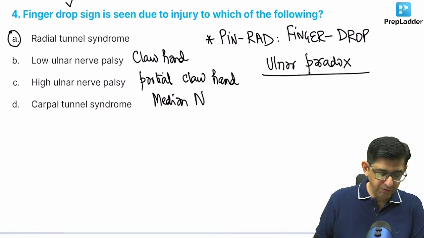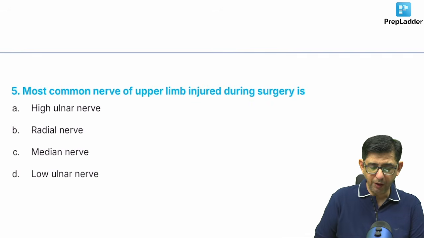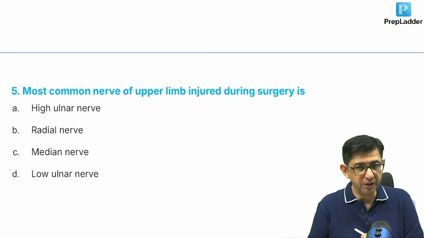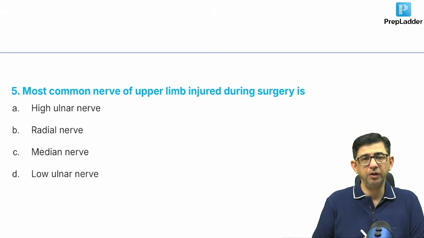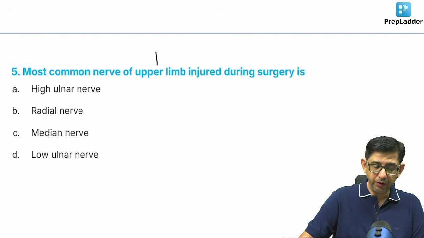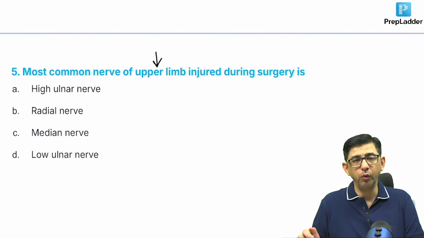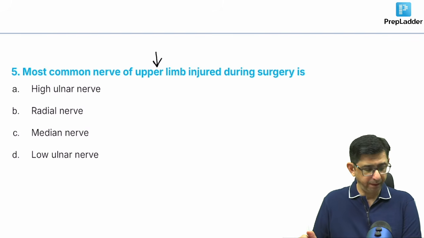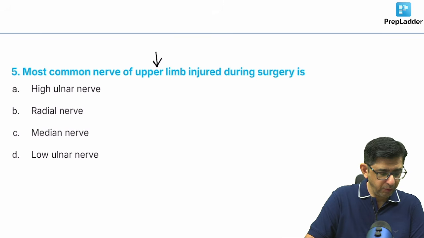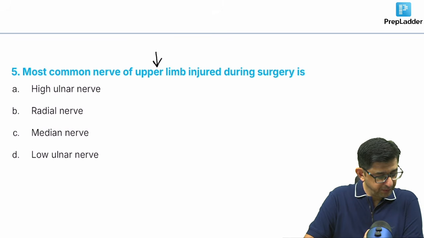And let's move to the fifth one. The most common nerve of the upper limb injured during surgery. Yes, guys, I think this is one of the easiest questions for today. Commonest nerve of the upper limb that is injured during surgery. When the patient is lying on the OT table, then yes, if I say anything more, the answer will become obvious, guys. So hit the comment button for this.